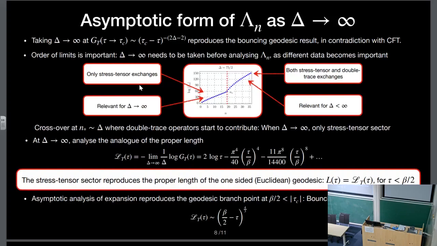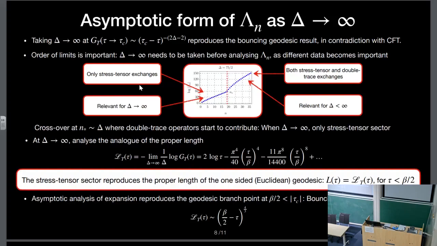But this assumes that I can take the delta to infinity limit after I resum the OPE, which is not correct, because remember that this n star, which knows about when the double traces come, is linearly proportional to delta. So if I take delta to infinity at the beginning, I'm summing over completely different information. And if you do this exactly, by taking delta to infinity first, you reproduce the proper result, which is the right way to take the delta to infinity limit, and you find that the stress tensor sector by itself, for tau smaller than beta over 2, completely reproduces the geodesic result. So for tau smaller than beta over 2, you don't need double traces at all to reproduce the geodesic. We're not the first ones to point this out, but it's important to stress it.